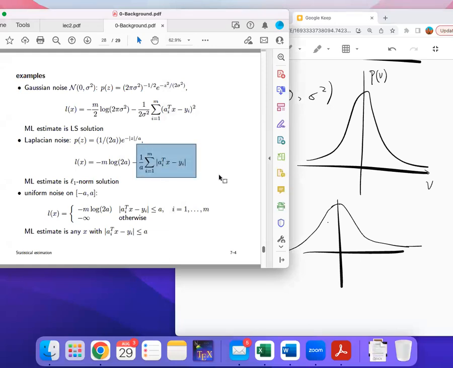But in the end, we end up with two different optimization problems. This L1 norm solution is totally different from the least squares solution. Later on, when we talk about the algorithms, we will see that we need to design different algorithms to solve it.